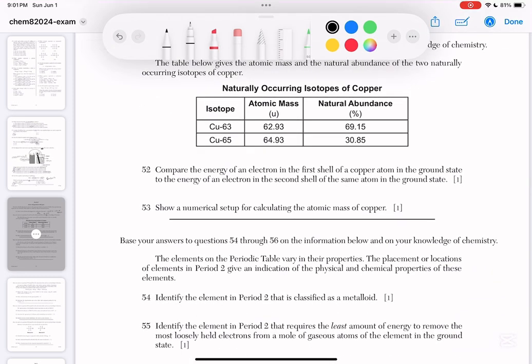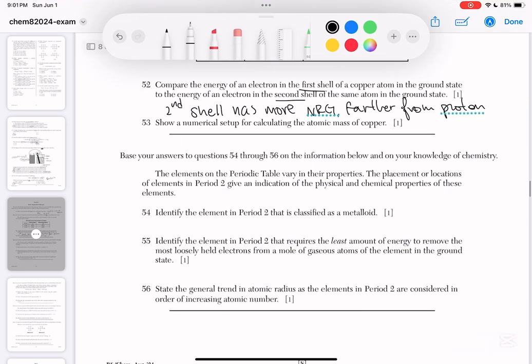Compare the energy of the electron first shell to the second shell. So the second shell of the copper atom would have more energy because the electrons in the second shell are farther away. So the electrons in the second shell feel less attraction to the protons in the nucleus than the first shell do.